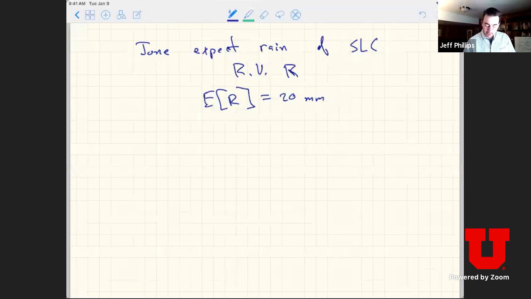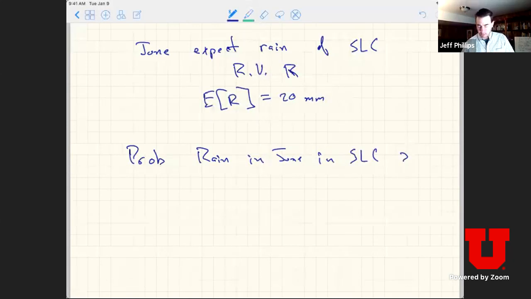Okay, so let's say I'd like to know what's the probability that the rain in June in SLC is greater than or equal to 50 millimeters. So more than 2.5 times the expected value. What's the probability that we have this?